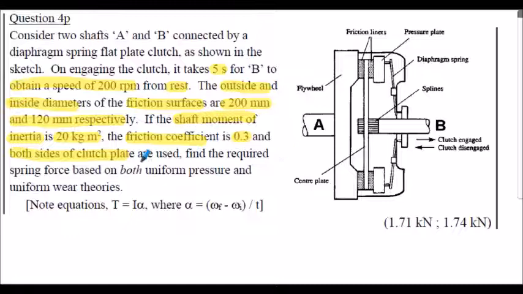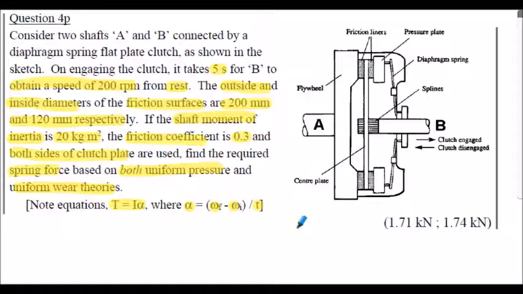We've got to find the required spring force, so that's W again, based both on the uniform pressure and the uniform wear theories. And there's a little hint in the question, a formula we might want to use: T is equal to I alpha. I mentioned that earlier. That's basically Newton's second law applied to angular motion, like F equals ma in the linear context. T is equal to I alpha in the angular context. And this alpha symbol is angular acceleration, the final angular velocity minus the initial angular velocity, divided by the time taken.